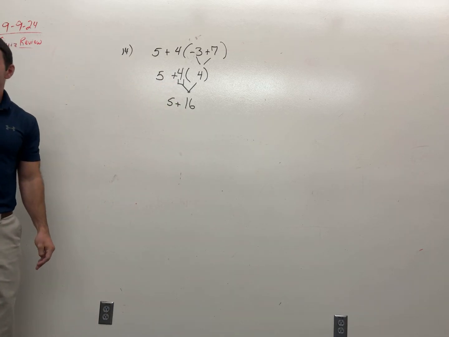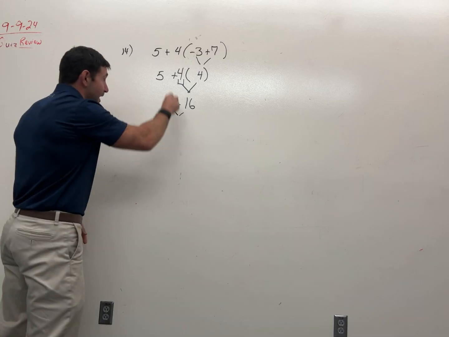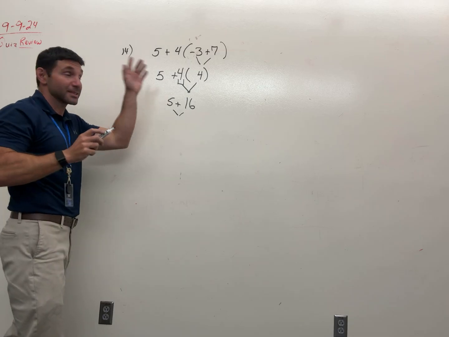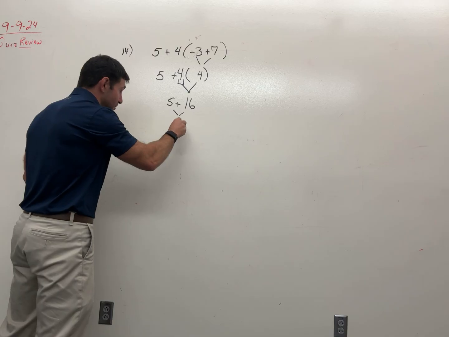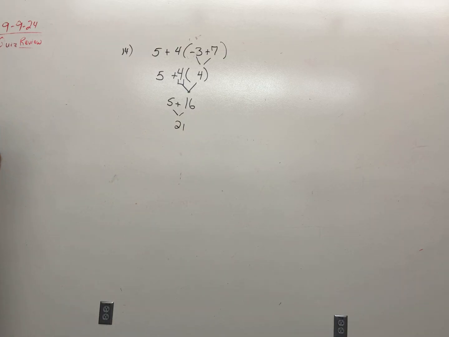So now I have 5 plus 16. That's where the plus comes from in this case, because we didn't touch it. And that gives me 21. Okay, questions there? For those of you who did it all, or those of you who only did a couple, what questions do you have? Number 4, number 10. Number 10, sure.